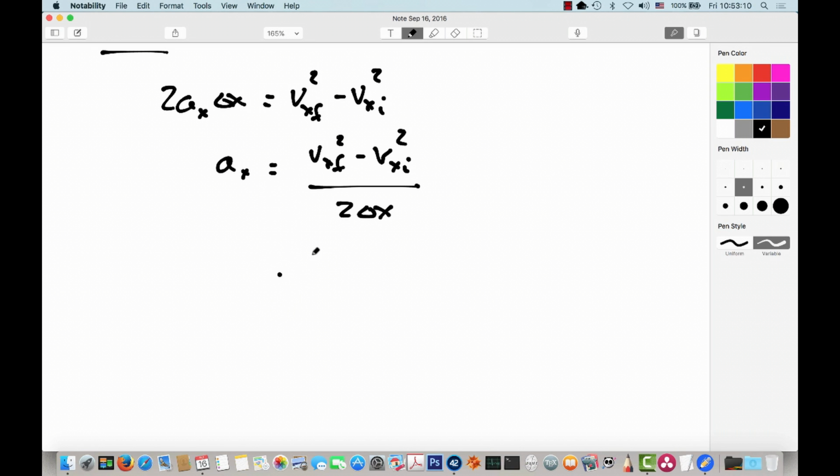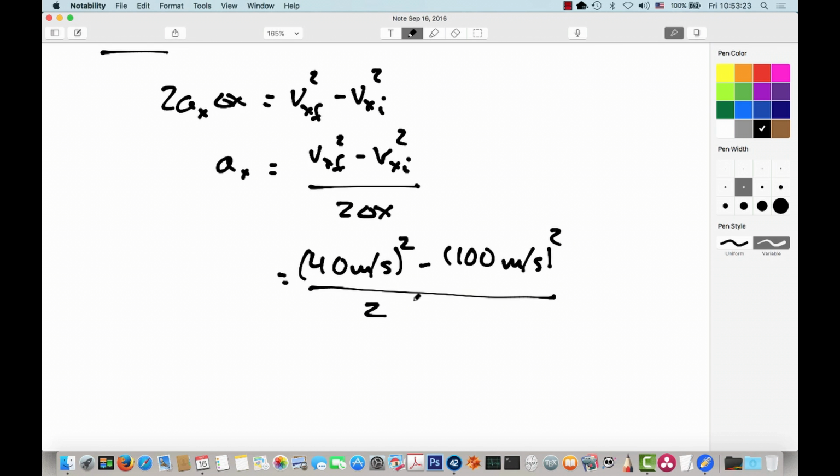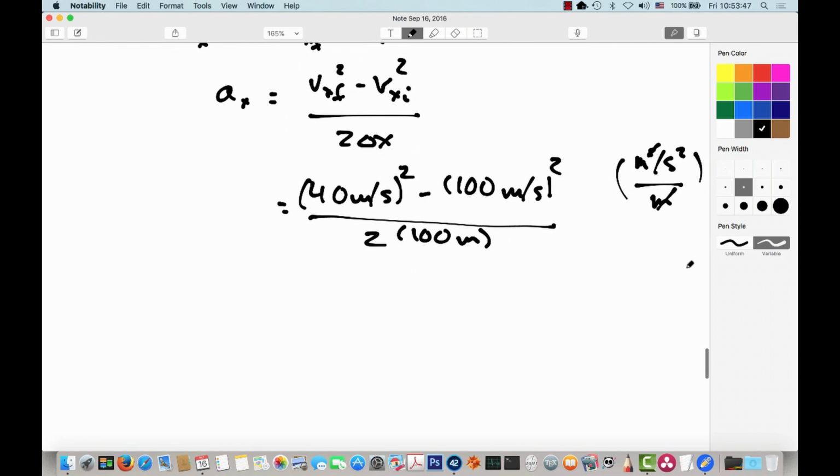So the final velocity is 40 meters per second. I'll be squaring that, minus 100 meters per second. I'll be squaring that, over 2 times 100 meters. All right, do the numbers make sense here? Well, the units are consistent here, so that's at least good. When I square this, I'll have meters squared over seconds squared in the numerator. Same with that term, so the units in the numerator are that. I just got meters there, so yep, meters per second squared. Yeah, that looks good. All right, great. So my units are going to make sense.